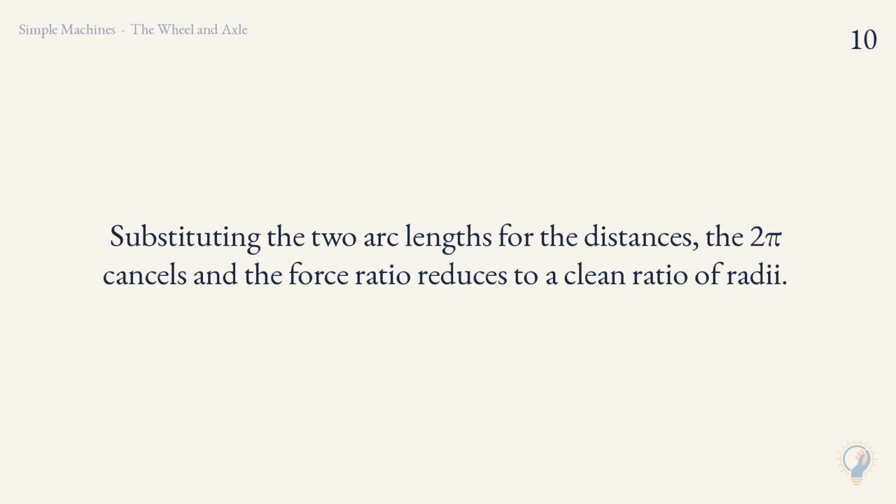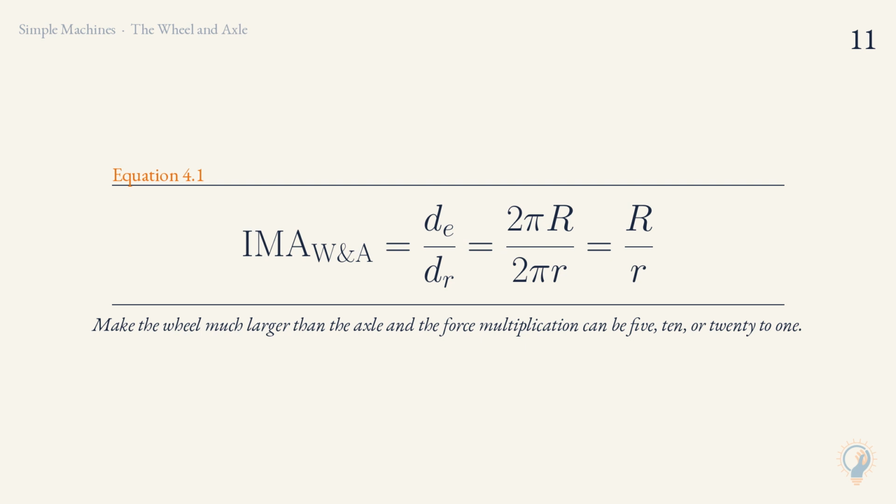Substituting the two arc lengths for the distances, the 2 pi cancels and the force ratio reduces to a clean ratio of radii. Equation 4.1. The ideal mechanical advantage of a wheel and axle equals R divided by r. The wheel radius divided by the axle radius.